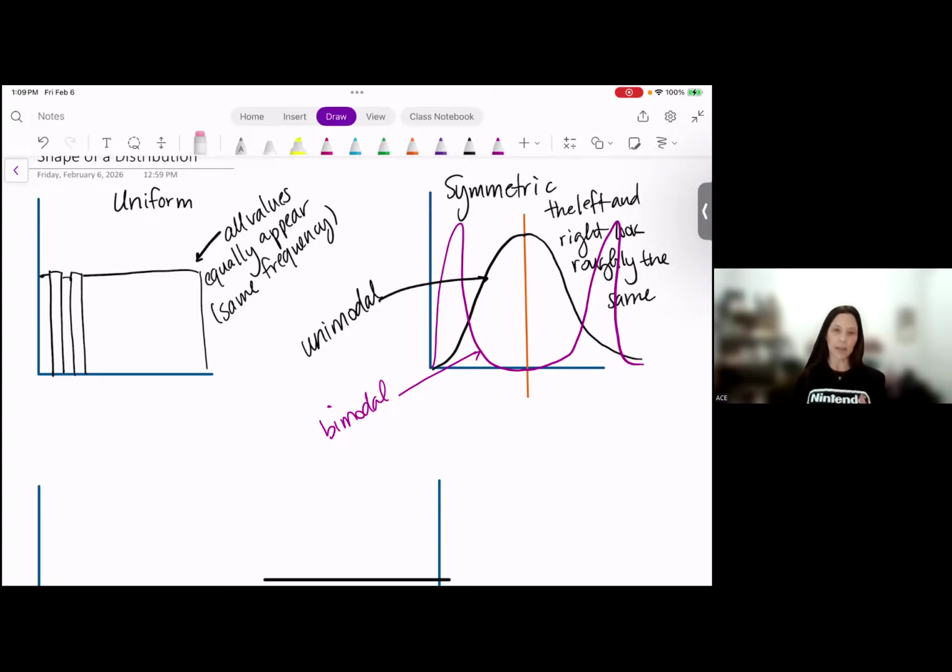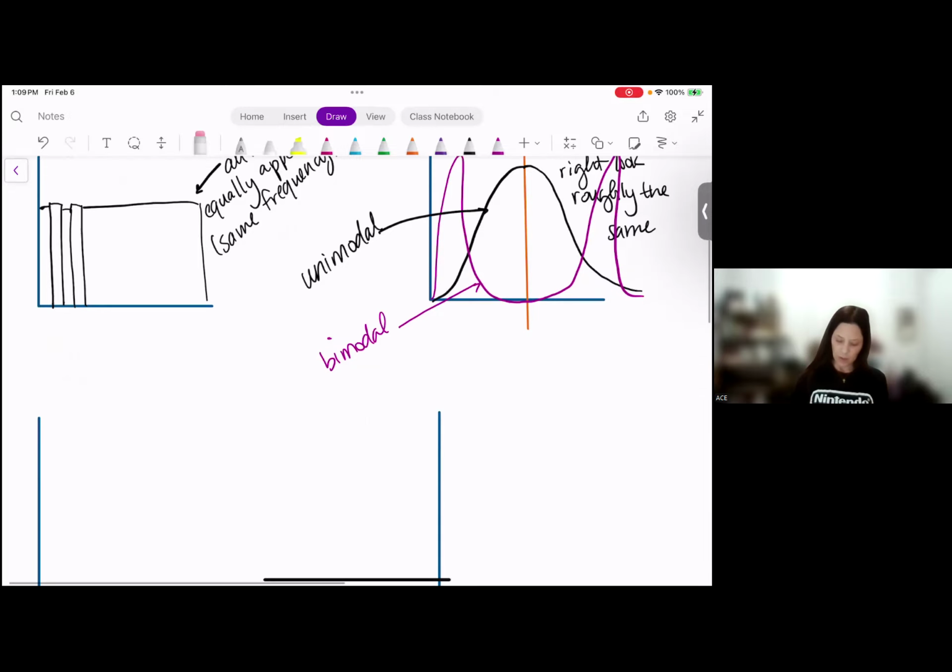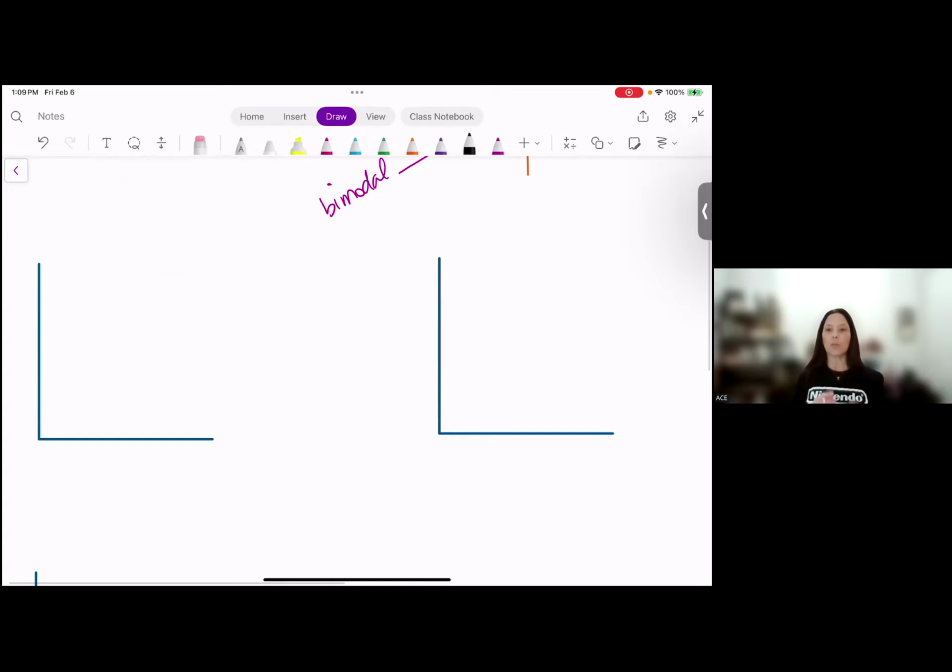A distribution that is not symmetric or not uniform is going to be something we'll call skewed. And a skewed distribution is when most of the data live in one area and then outliers or unusual values pull some of the data to another side. So for instance, you might see something like this. I'm going to make it even more exaggerated. Okay. We would call this distribution skewed.